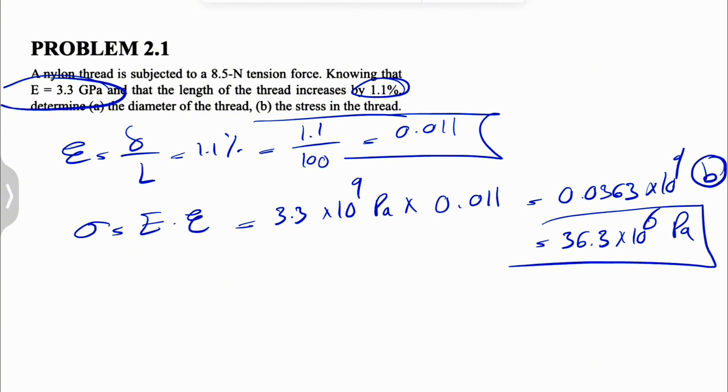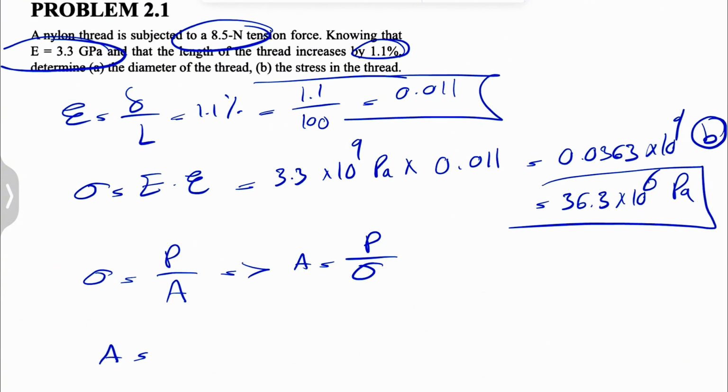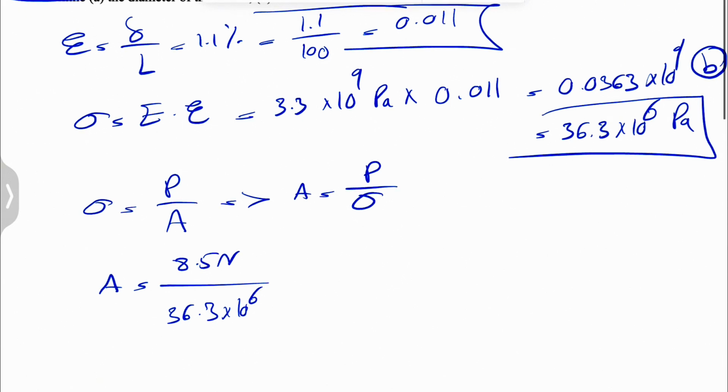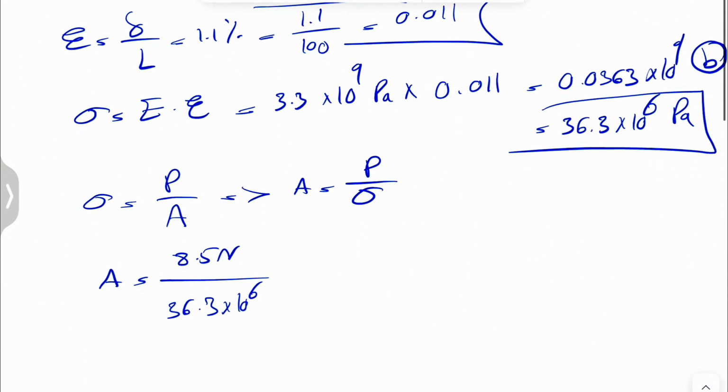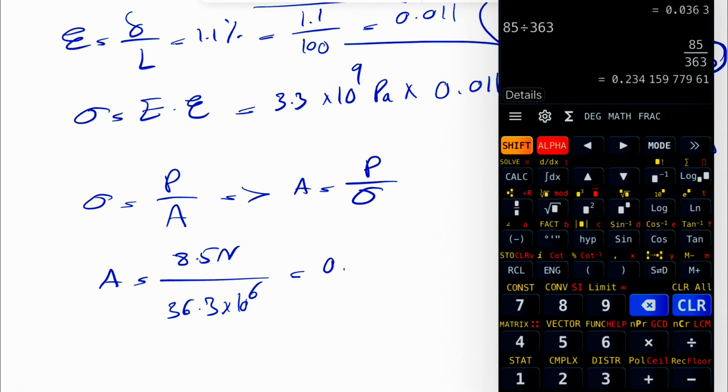Now that we have the stress, we know that the stress is equal to the force over the area. So if we just want to find the area, we're going to have P over sigma, and the area would be the force P from the question, which we know is 8.5 Newton, divided by what we found for the stress, 36.3 times 10 to the 6. So let's just divide 8.5 by 36.3.